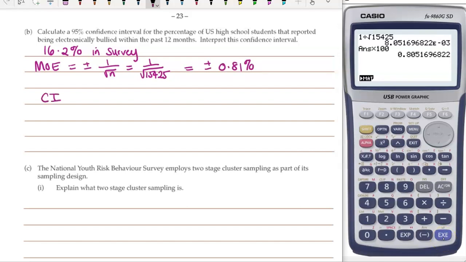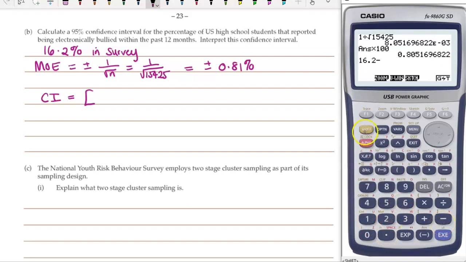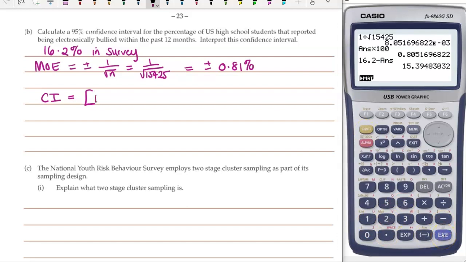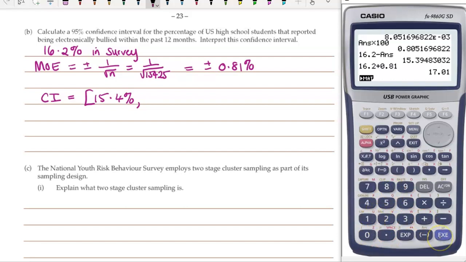So confidence interval is then 16.2 minus that. So 15.4. And then 16.2 plus 0.81, 17.0%.